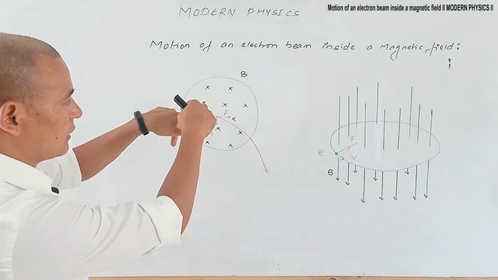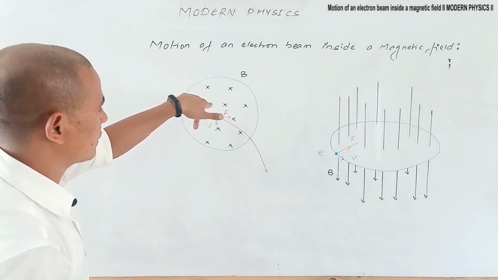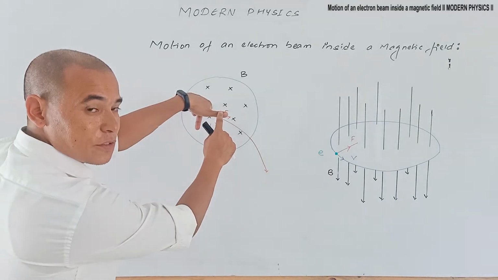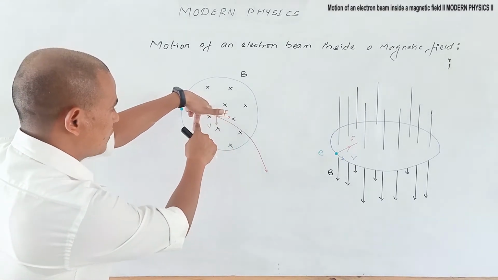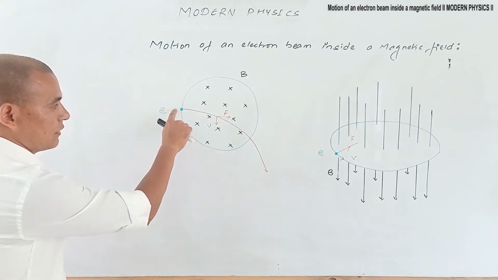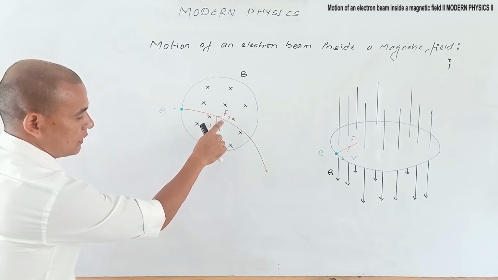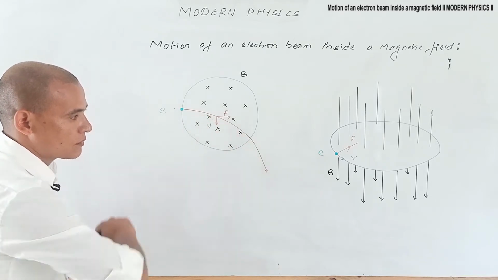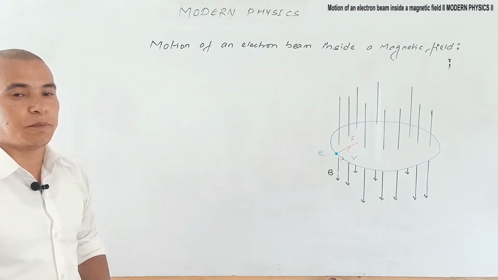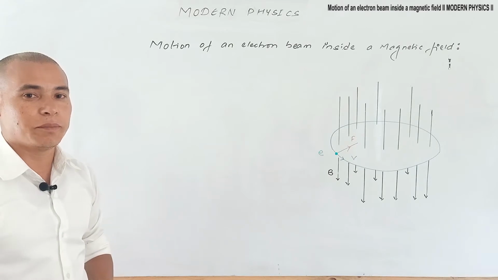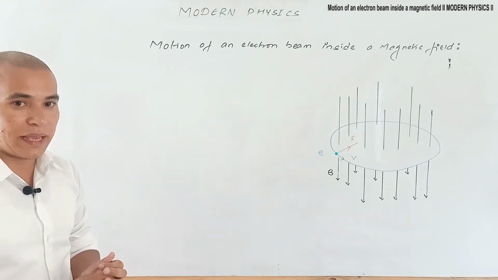If this is the magnetic field, in this condition the magnetic field is moving inward, this is the force experienced by the electron, and its velocity is moving downward. So, when the electron moves inside the magnetic field, it moves in a circular path. We can see this is the arc formed by the circle. Now let me explain mathematically how the electron beam moves inside the magnetic field.